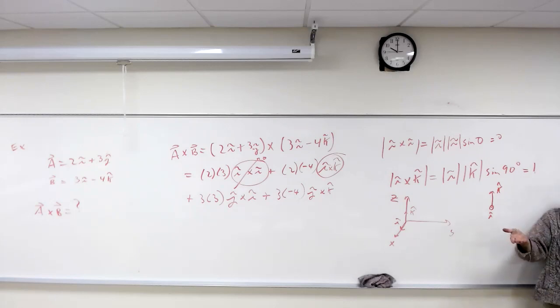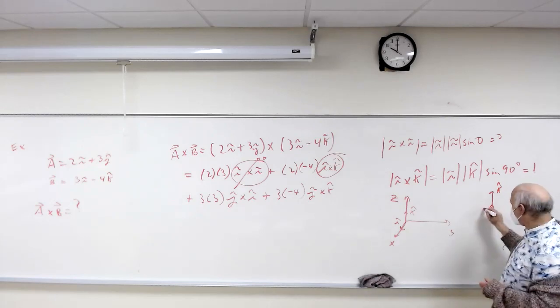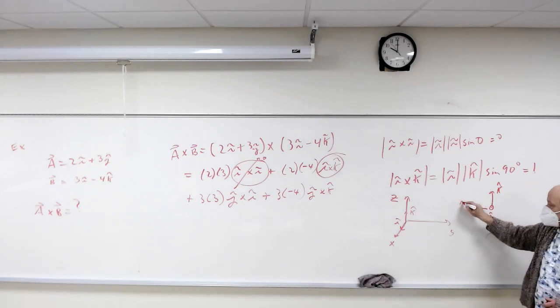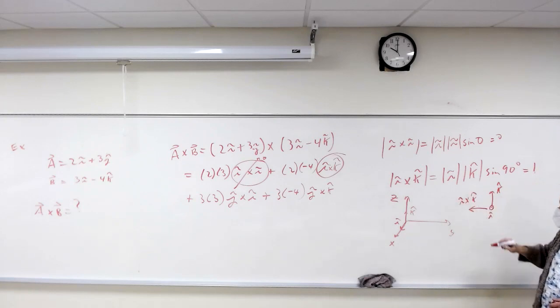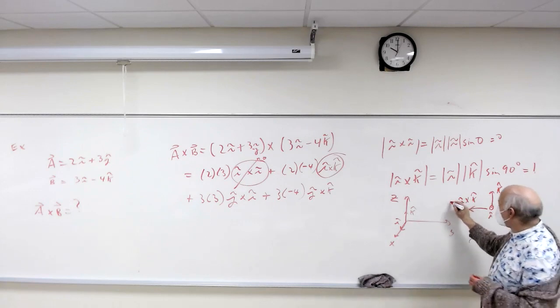The I to the right, cross K. Oh, it's coming out, like that. Okay, so it's going in that direction, but it has a length of 1. Do we have another name for that? Negative J. Yeah, this is really going to be minus J.